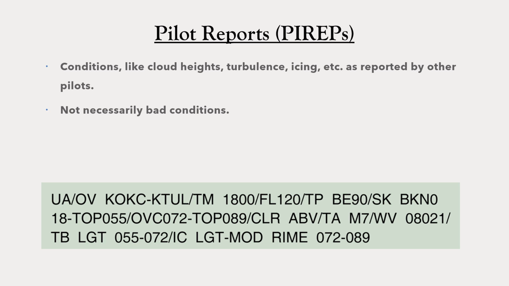SK is the sky condition. That's these abbreviations like BKN for broken, OVC for overcast, and things like that. Sometimes the pilot report will tell you not just the base of the clouds, but the tops of the clouds, which is really missing from the other weather products.